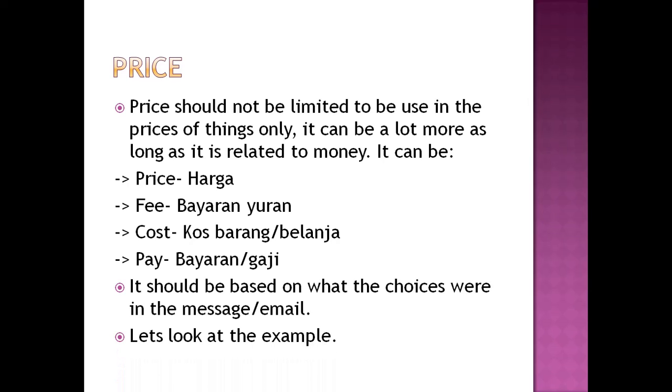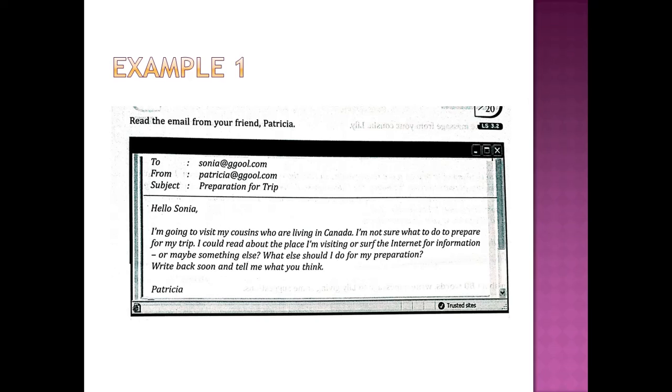Let's look at the example. Example 1. Read the email from your friend Patricia. Okay, so this is an email. Before this, I showed you the message types. Okay, so this is the email. So as usual, underline all the important things. It is an email and it was written by Patricia.